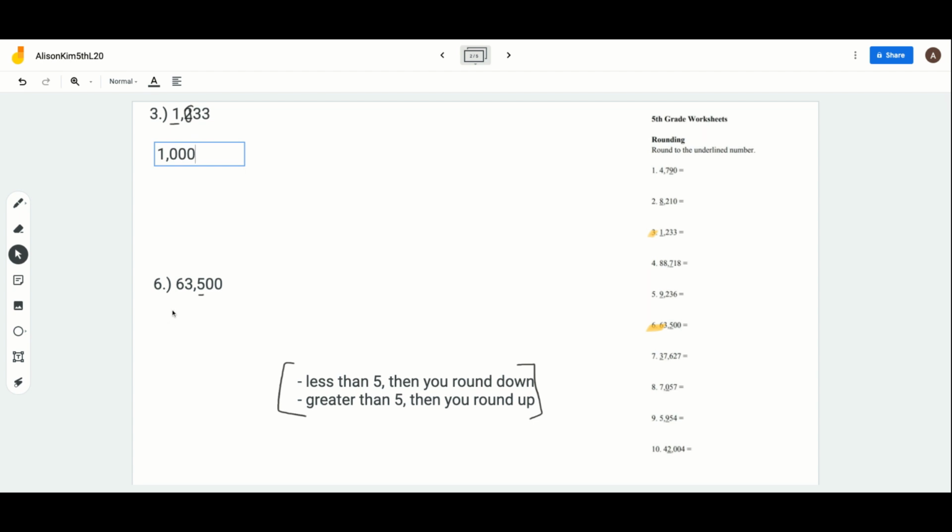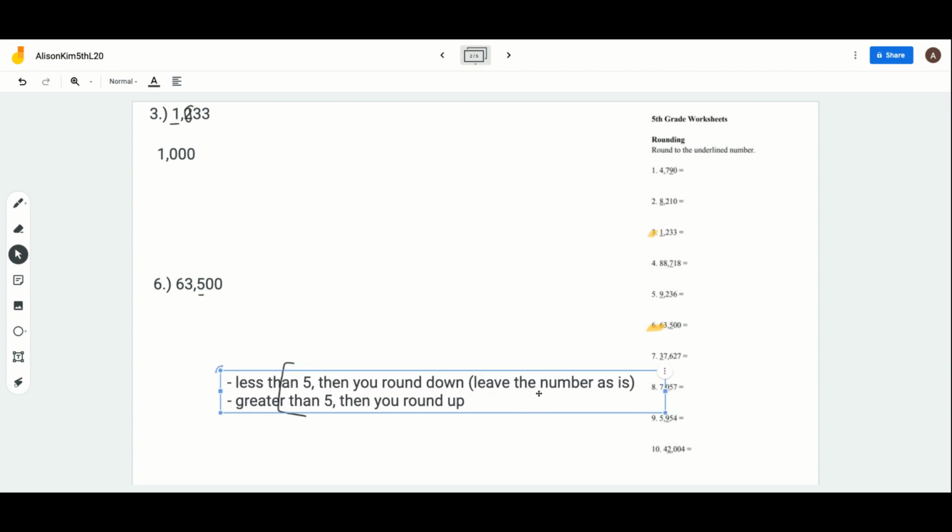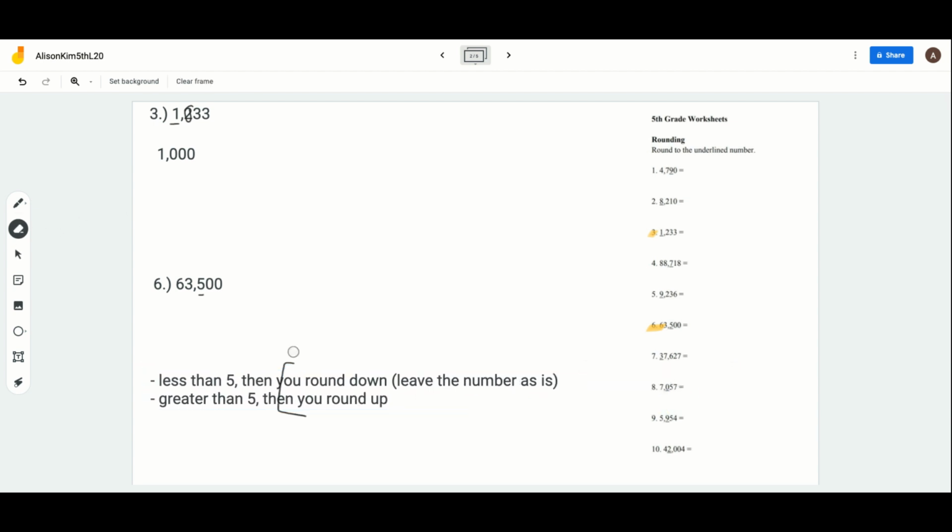Now let's look at 63,500. When we look at that, I feel like I should change the wording for this one. Instead of rounding down, I'll put in parentheses that we should just leave the number as is. That's the meaning of rounding down. Let's just erase these brackets, and we'll move on to number 6.